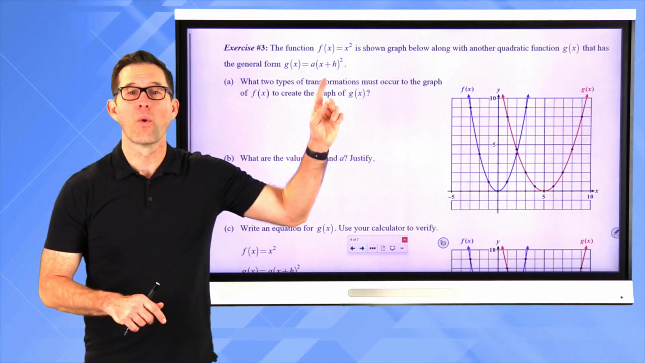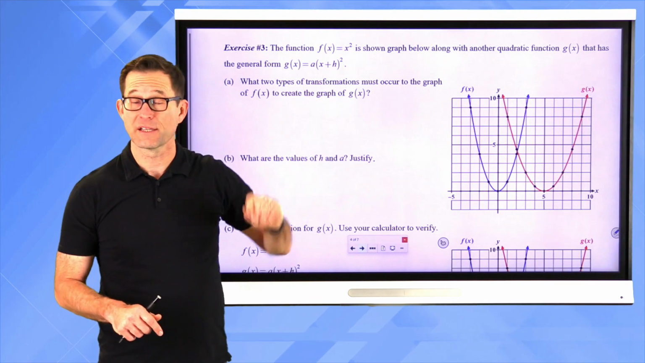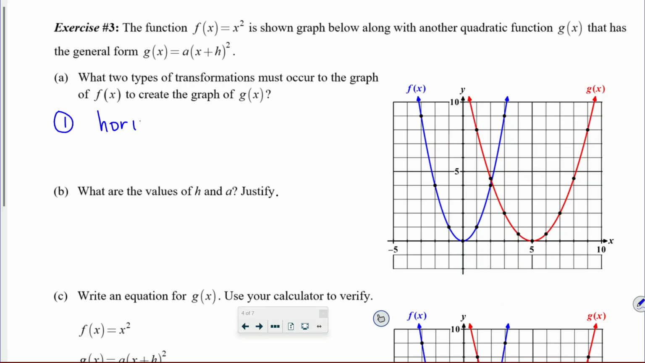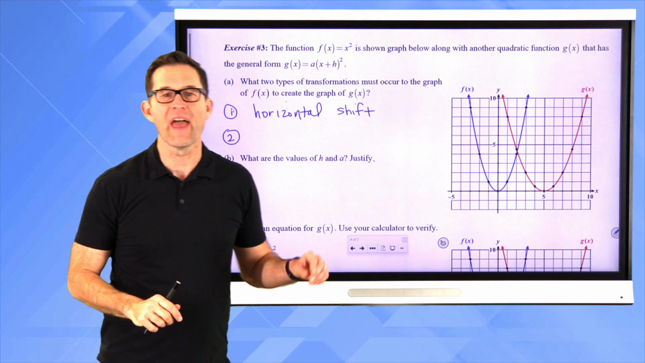Well, we've definitely had a horizontal shift, right? The x plus h does that. So this is a horizontal shift. Now, what might be a little bit more challenging is exactly what the a is doing.